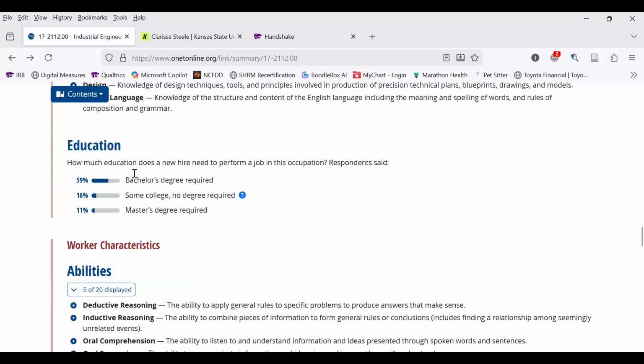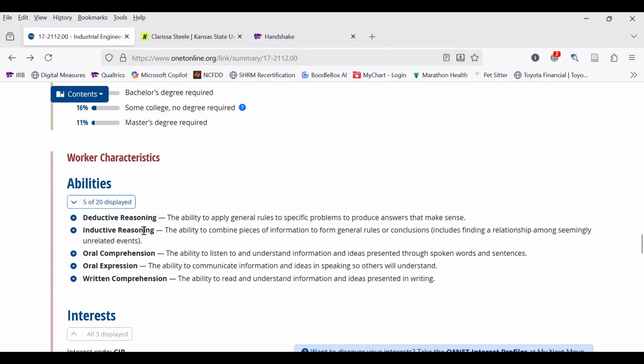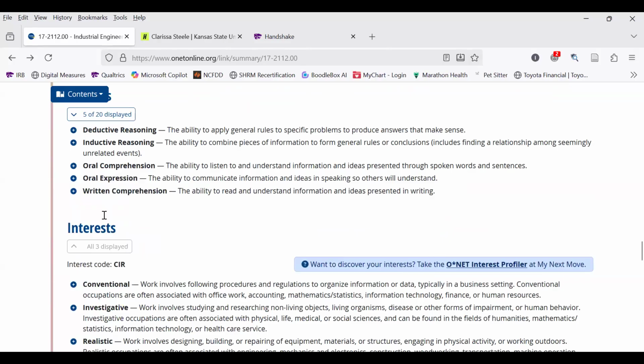I find this very useful because this percentage, for example, tells you something about how often a bachelor's degree is needed for this job. If you didn't know this, you could say, okay, it's pretty safe for us to say that we need a bachelor's degree in industrial engineering for the specific occupation or for the specific position within our organization. And then here's the abilities you need to have to do this.